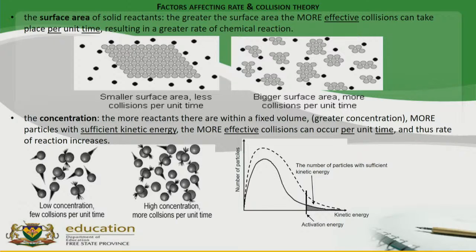So it is important to say per unit time, to show that it occurs in a certain period of time. Here, for example, when you increase the concentration: at low concentration you have fewer particles in a particular volume, at higher concentration, more particles in a particular volume. The dotted line shows more particles in that volume. Therefore, looking at the area to the right of the activation energy, there will be more particles with sufficient kinetic energy, and therefore more effective collisions per unit time.